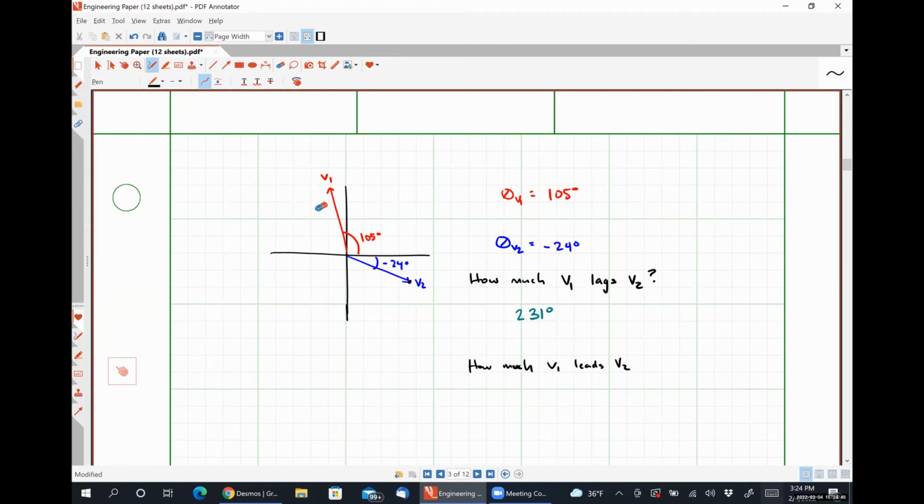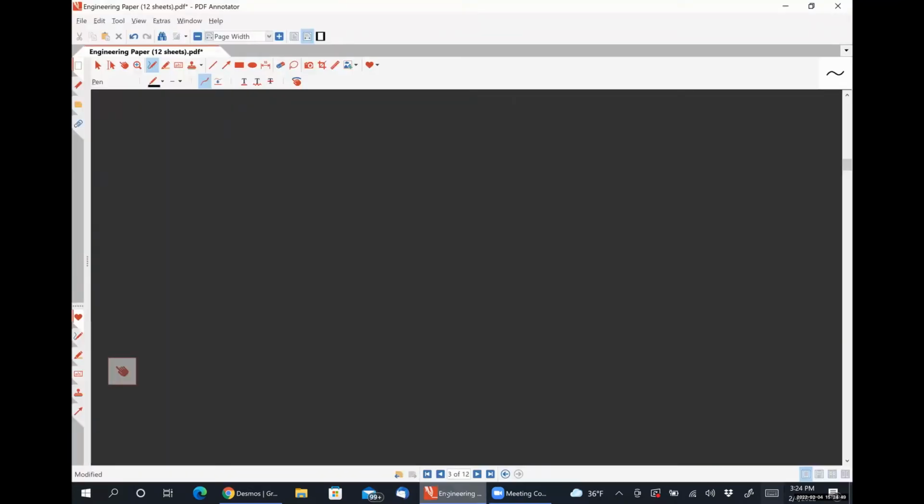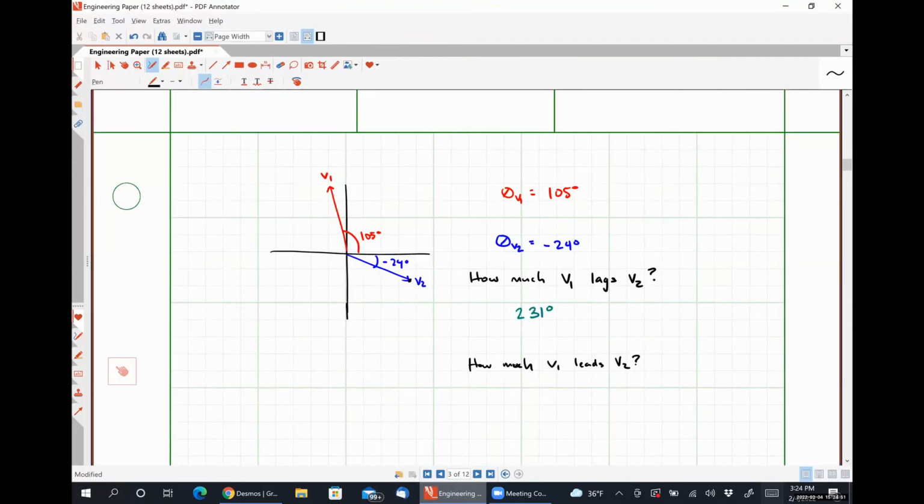So V2 is still our reference point, but now we're going to measure in the opposite direction. So this is just going to be 24 plus 105. Yep, 129 degrees. No, not a problem at all.